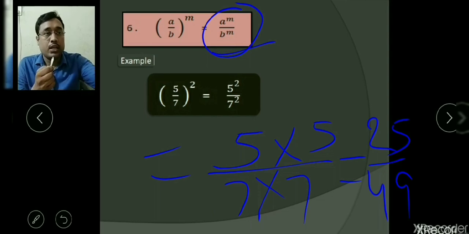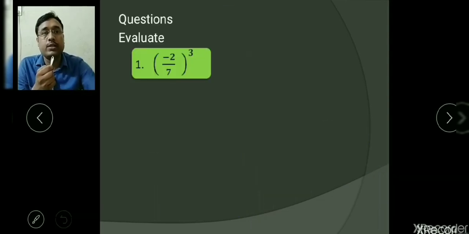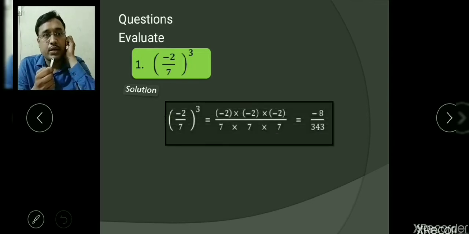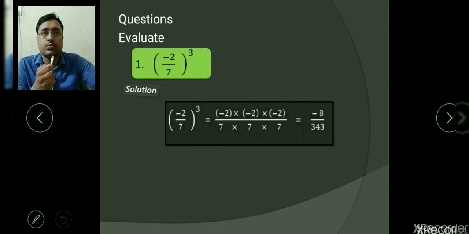Okay. Now we have to evaluate this question based on this formula only: (minus 2 by 7) to the power 3. So how will you evaluate this? You have to understand this. In this solution, see how you will evaluate this: (minus 2 by 7) to the power 3. Then you will take the power 3 on both minus 2 and 7. So you will get minus 2 into minus 2 into minus 2.